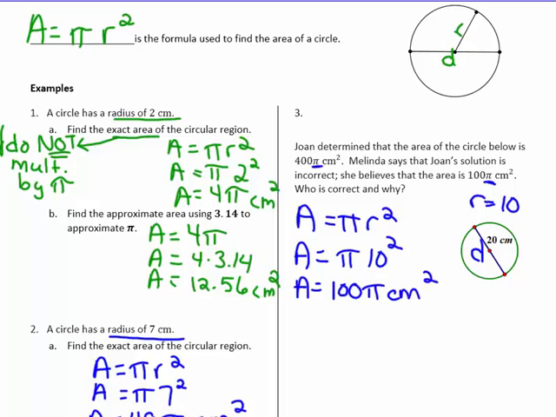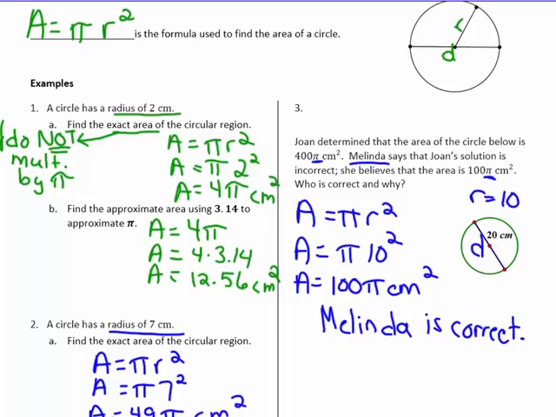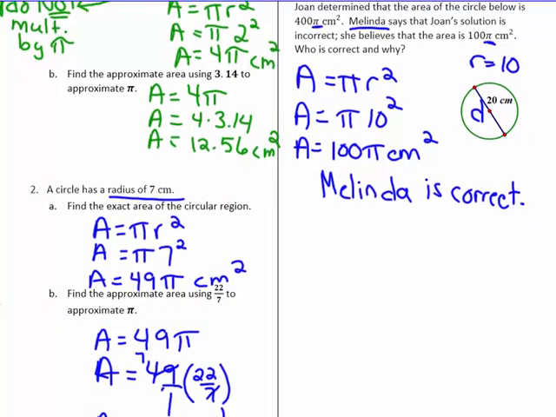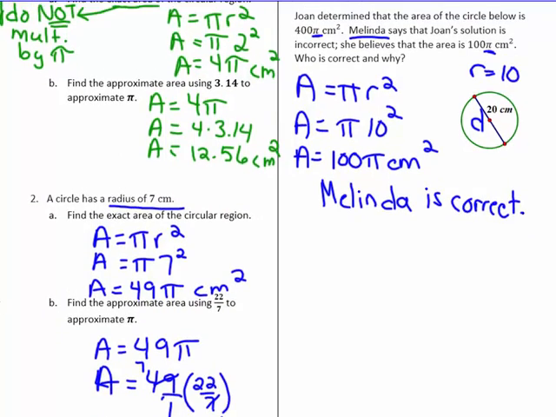So it turns out that Melinda said Joan was incorrect and Melinda is right. So Melinda's correct. And the reason is because when I actually did my area, I got 100 pi. It looks like Joan probably used the diameter instead of the radius. Let's see what else we have to work on here.